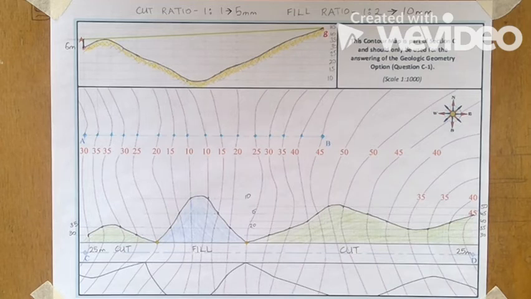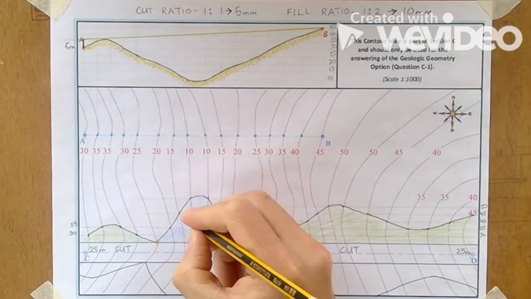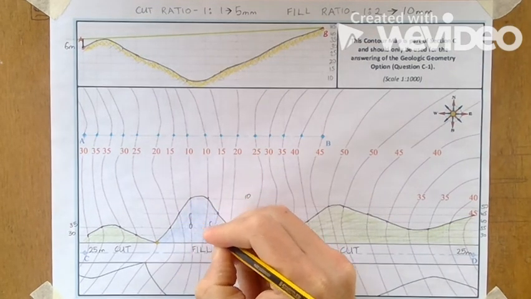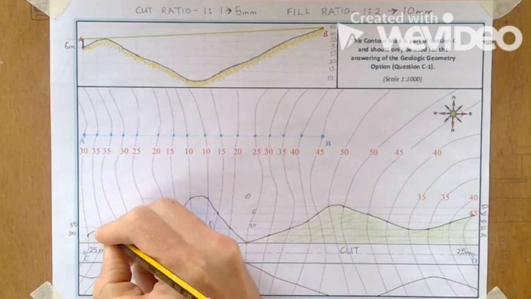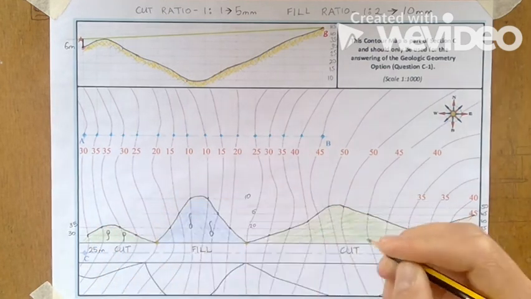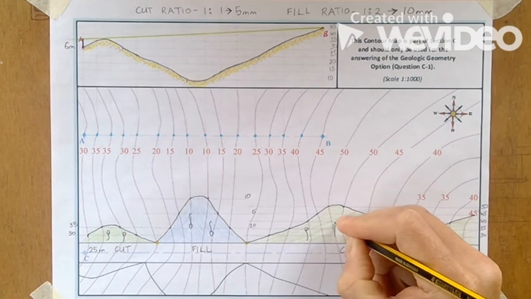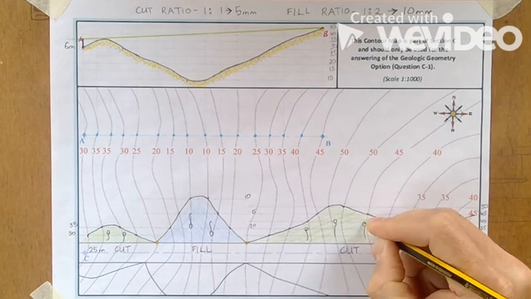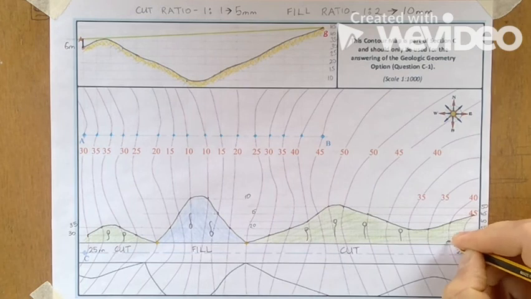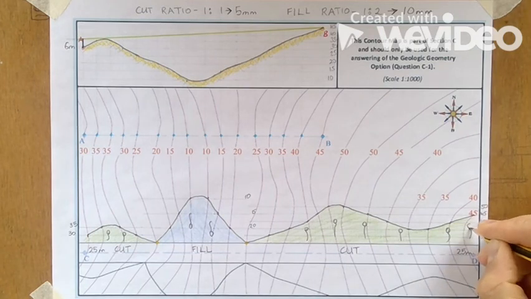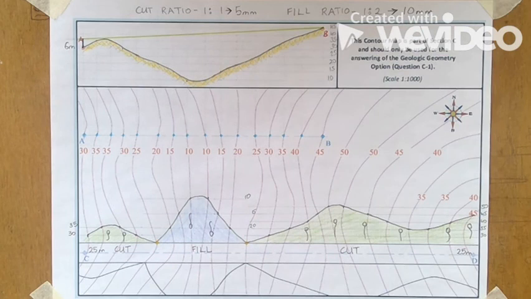So what we're going to do is put in earthworms. So the earthworms on the fill part go towards the road. Then on the cut part, they go away from the road. Okay, and it's important that you put them in as well because there are marks in the question going for that. Okay, so that is the earthworks completed for the roadway between C and D that is level.